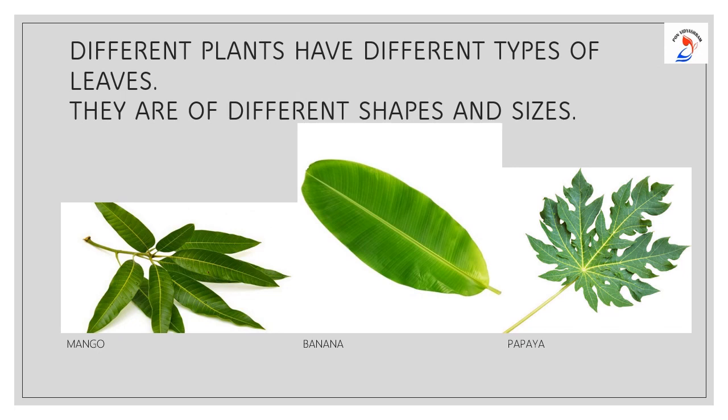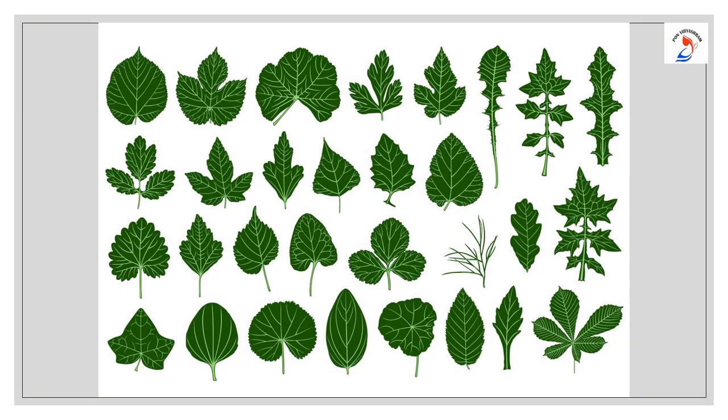What do you observe in the slide, children? We see different types of leaves. So, different plants have different types of leaves. They are of different shapes and sizes. But do you find anything common among them? Yes, leaves of most plants are green in color. Did you notice that?